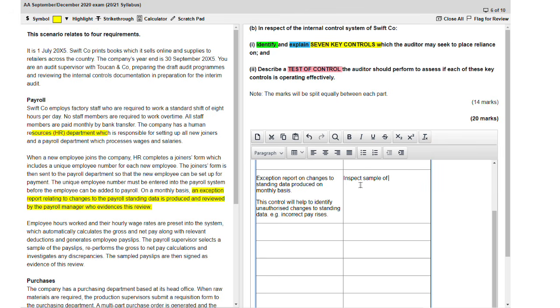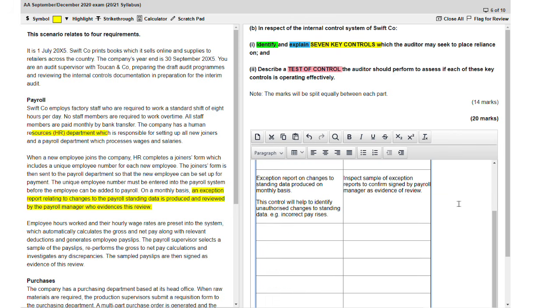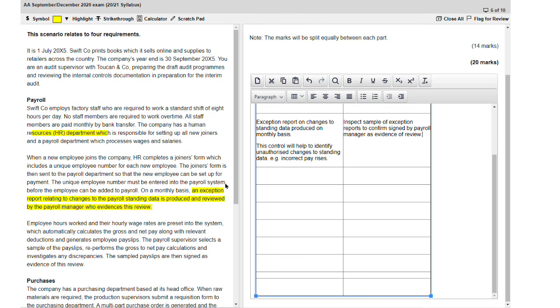So I'm going to say inspect sample of exception reports to confirm. Now, who signs this thing? Yeah, to confirm that they have been signed by the payroll manager as evidence of review. Lovely. Will the examiner criticise you for lack of imagination by using inspect several times? No. So it's fine.